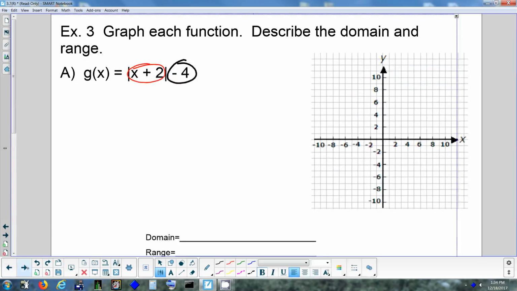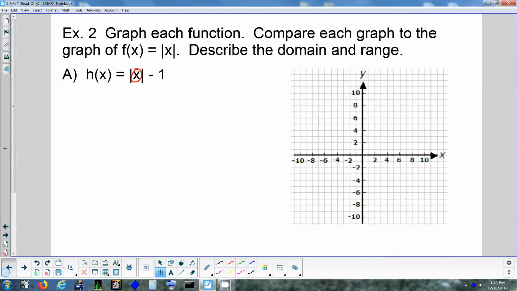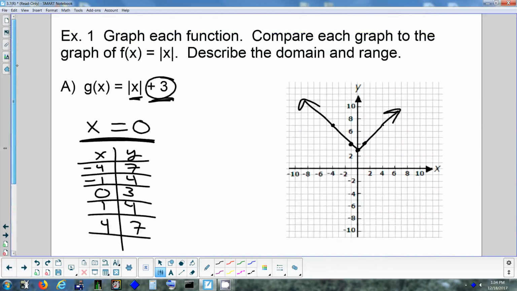Let's do this one. For that last one, do you want to explain how to compare it to the parent function? Okay, let's compare it. The last one we just did. We did the domain and range too.